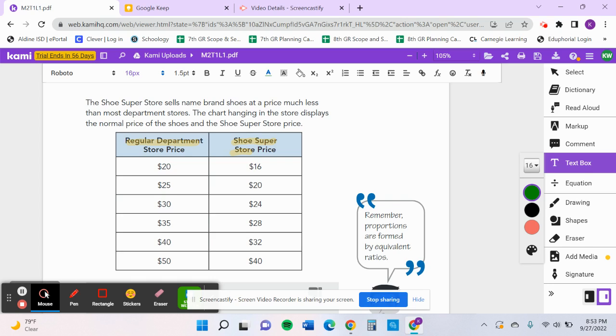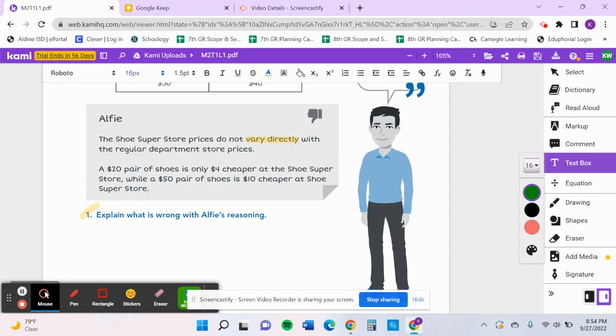You might actually be familiar with a couple of discount stores in our area: Ross, Burlington, Marshall's. These are all stores that sell name brand items at discounted prices. Now turn your attention to what Alfie has to say about this table of values.